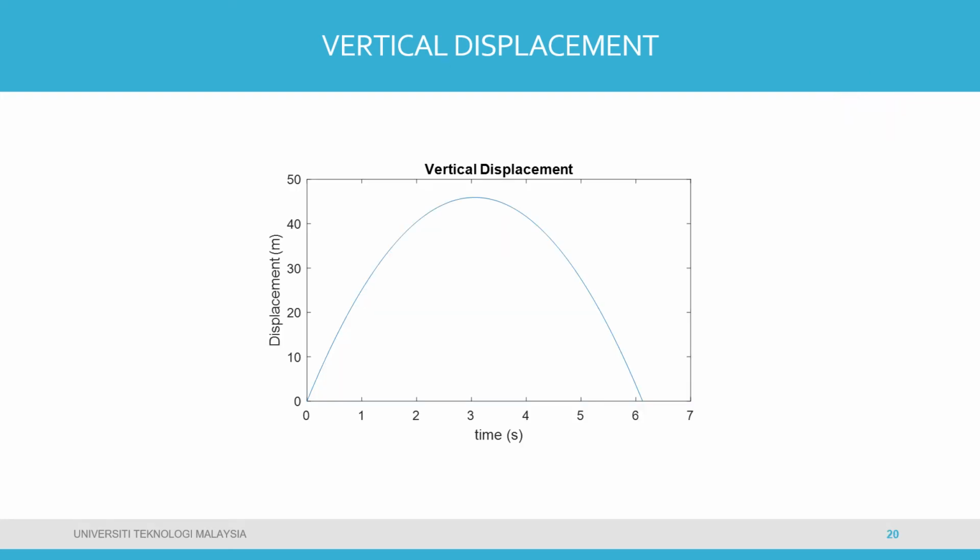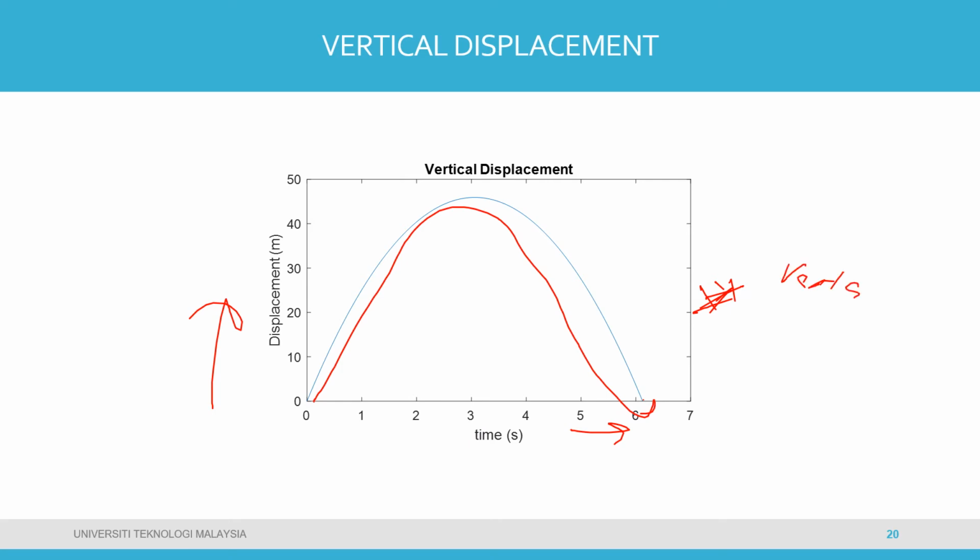So basically this is the plot. This is time and the displacement. At time 6 seconds the object will fall to the ground. That is how you use the roots function as well as polyval. This is very useful in vertical displacement.